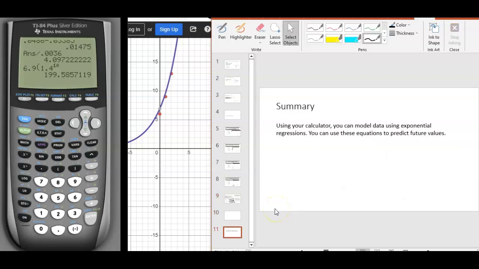So remember that using your calculator, you can model data using exponential regressions. You can then use these equations to predict future values.